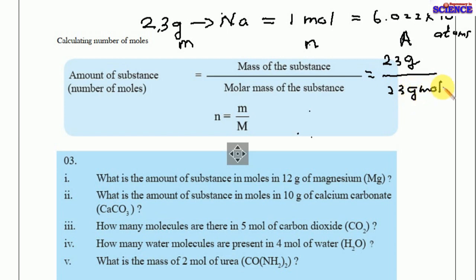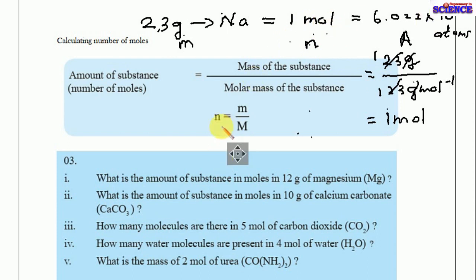See that? Now you can cancel gram with gram, and 23 and 23 also cancel. You can see here 1 and 1, and the answer will be 1. The per mole goes to the numerator, it becomes mole. So in this 23 grams, you have 1 mole. Very clearly you can understand.